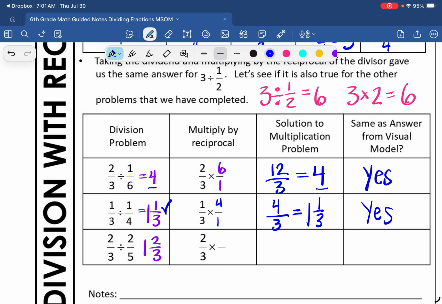2/3 divided by 2/5. So we're going to go 2/3 multiplied by the reciprocal of the second number. 2 times 5 is 10. 3 times 2 is 6. That is the same as 1 and 4/6, which is the same as 1 2/3, which is what I got on my visual model. So they are giving me the same solution.